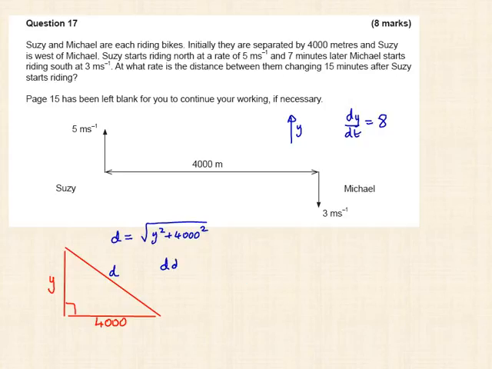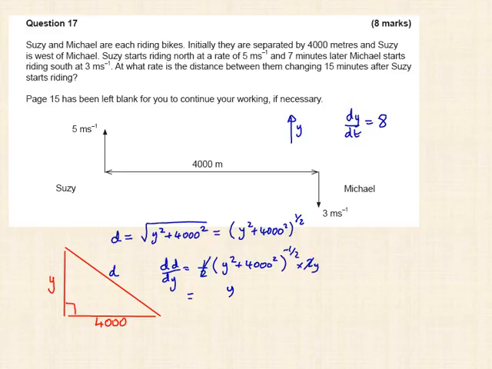Therefore, dd/dy would be, remember this is y squared plus 4,000 squared to the half, a half of y squared plus 4,000 squared to the negative a half multiplied by 2y. These twos cancel, and that gives me y over the square root of y squared plus 4,000 squared.